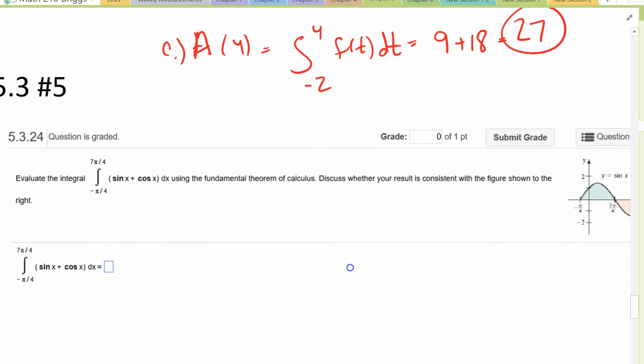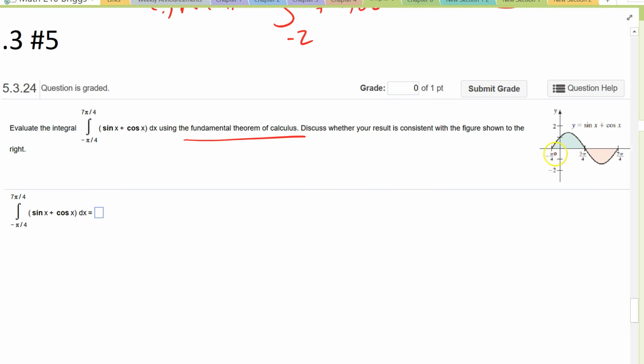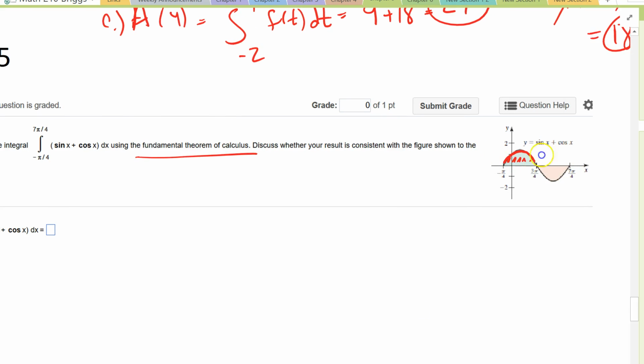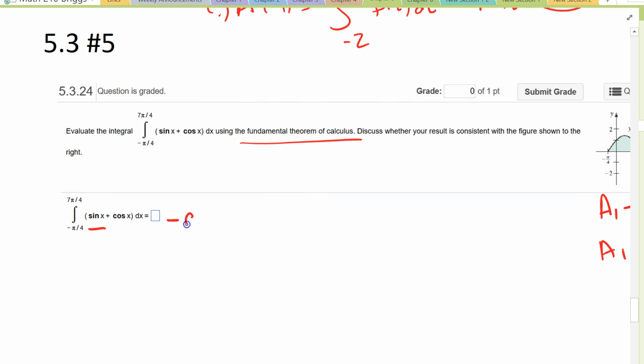3.5. Evaluate the integral using the fundamental theorem of calculus. Discuss whether your results are consistent with the figure. So looking at this figure here, this is a full period. So we're assuming that this area is the same as this area. And so we would expect the integral to be area 1 minus area 2 equals 0, if area 1 equals area 2. So going through the fundamental theorem of calculus, the integral of sine of x with respect to x is minus cosine of x, and the integral of cosine of x is sine of x.